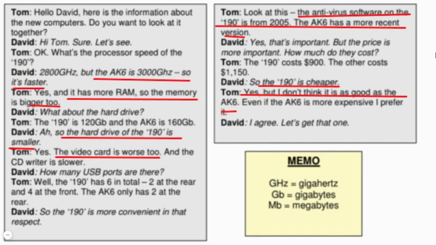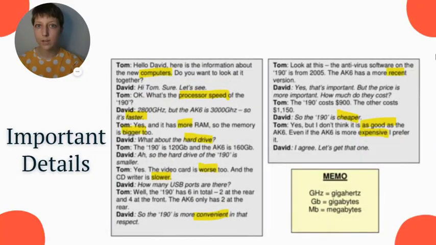Let's look at the conclusions we can draw. The AK6 is faster. It has more RAM. The memory is bigger. The hard drive of the 190 is smaller. The video card is worse. The antivirus software on the 190 is less recent. The 190 is cheaper. Let's take a look at the words highlighted in yellow.